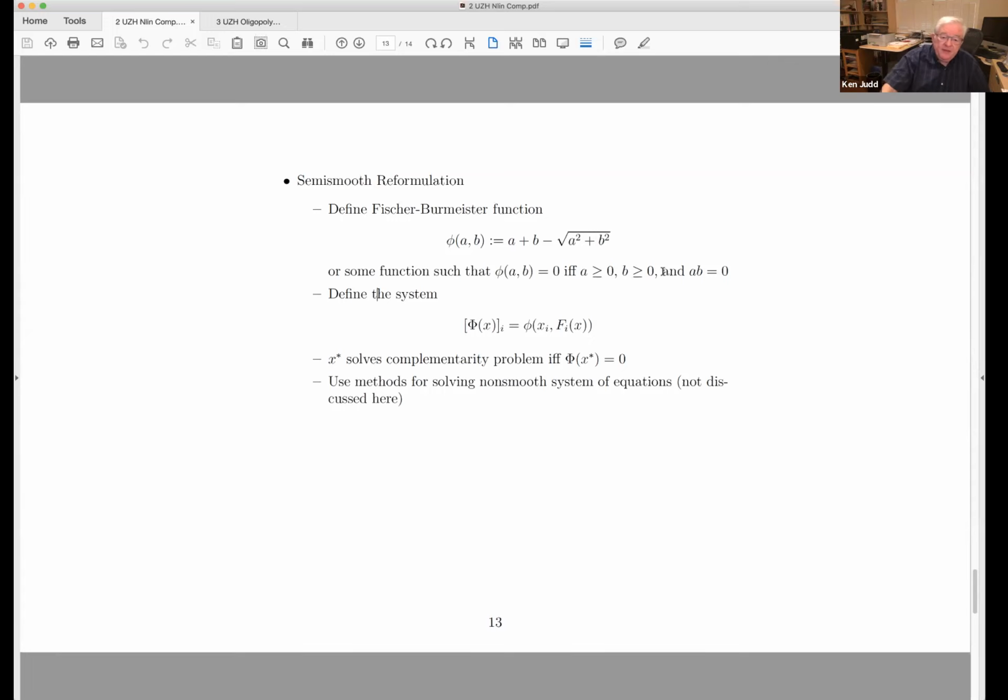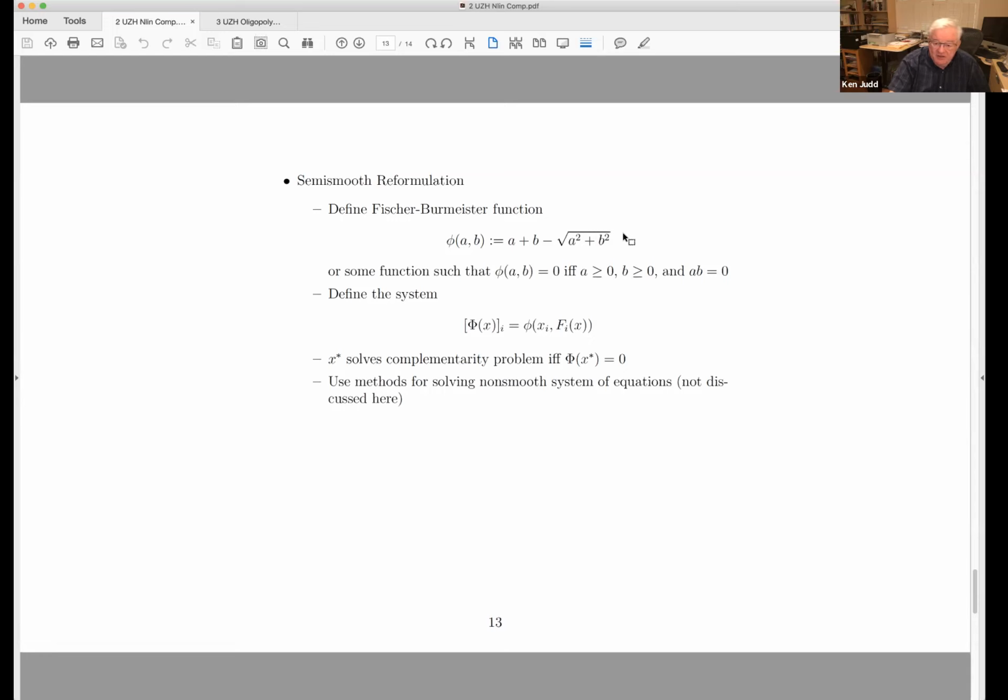Now, what we do is we first define something called the Fischer-Burmeister function. The Fischer-Burmeister function is a function such that it equals 0 if and only if A and B are both non-negative and A times B equals 0. This function is 0 if and only if either A is 0 and B is positive, or B is 0 and A is positive. Okay, that's a property of this function. So when is this going to be equal to 0?